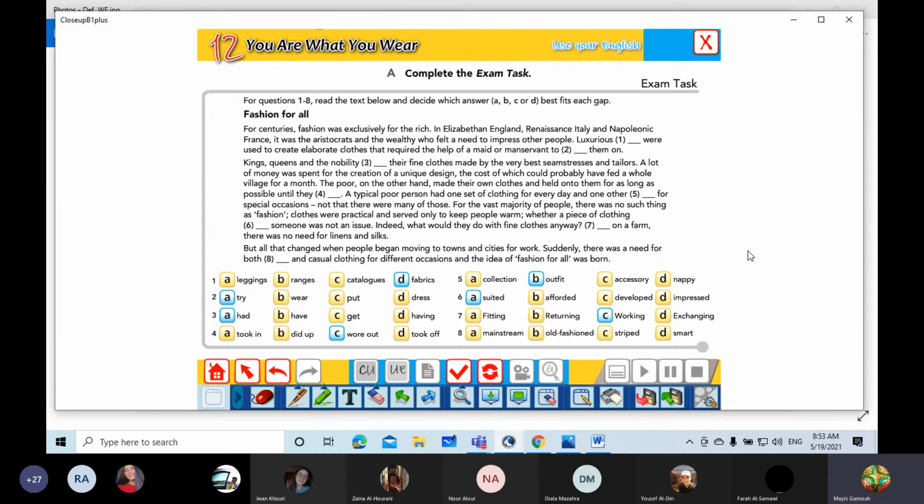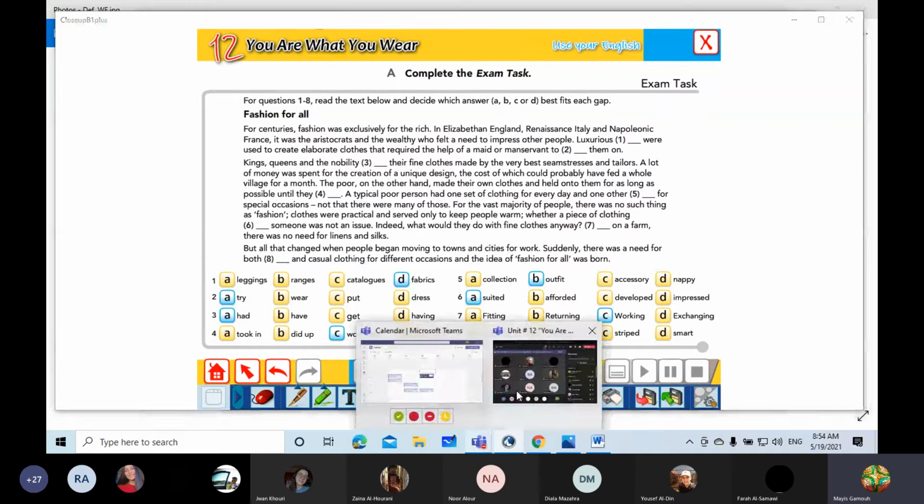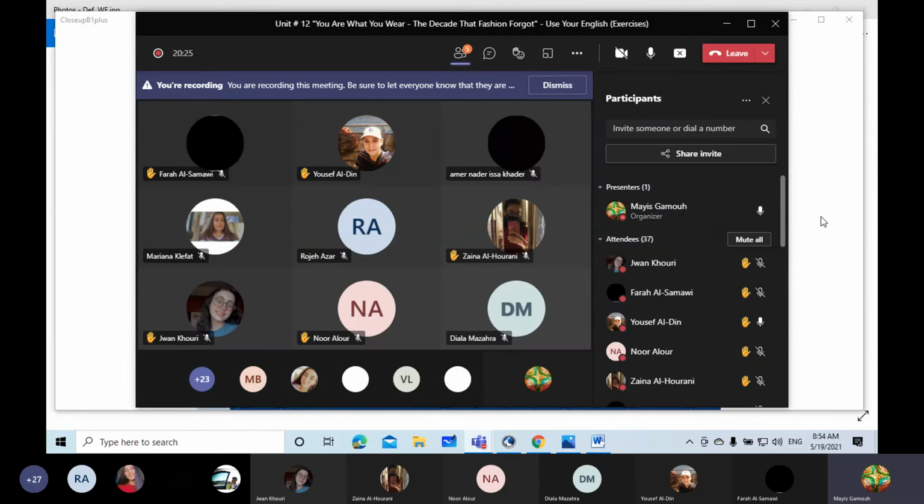And what's the meaning of linens? Linens, the bed linens, and silk, it means silk. And the last paragraph, the last sentences will be for Juan.